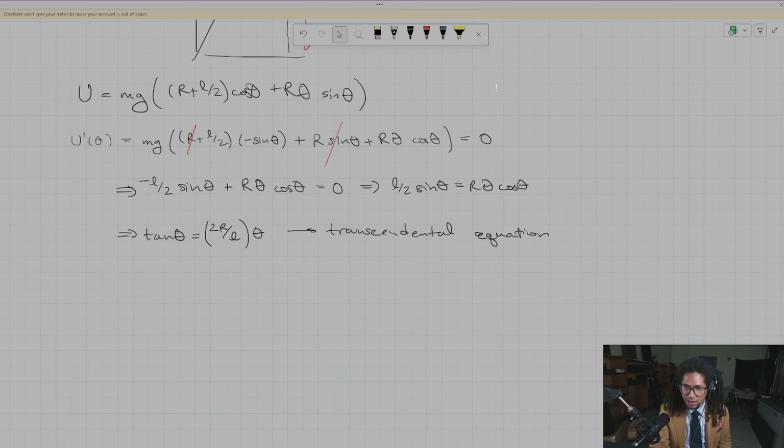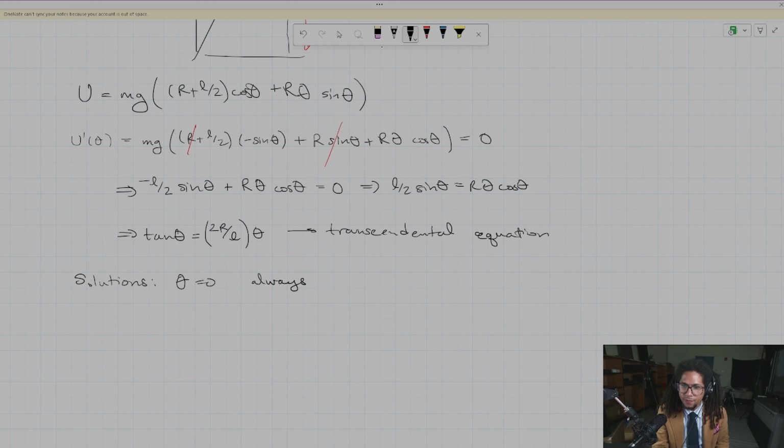So let's go ahead and write that down. So solutions, we have theta is equal to 0 always. And we have, for alpha greater than 1, not alpha, 2r over L greater than 1, a second solution somewhere.